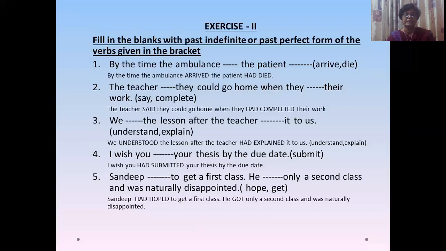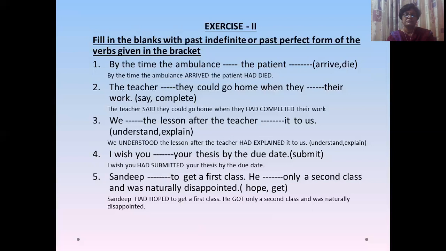Now the fourth sentence, I wish dash your thesis by the due date, and the verb given in the bracket is submit. I wish you had submitted your thesis by the due date. Again here, we have filled the blank with the past perfect form of the verb submit.